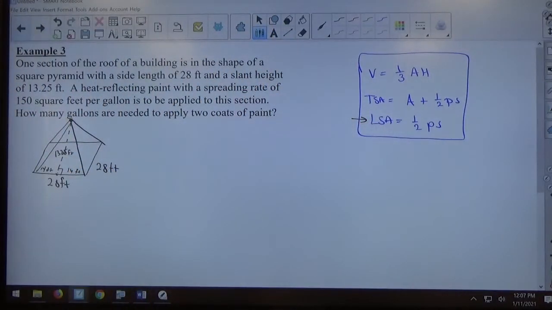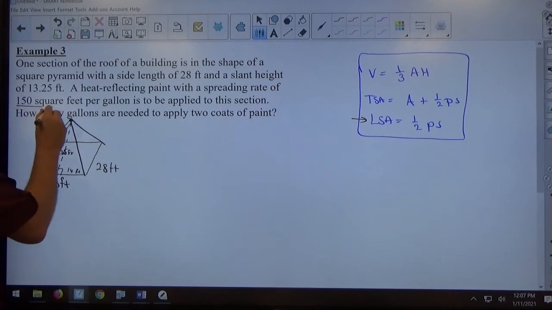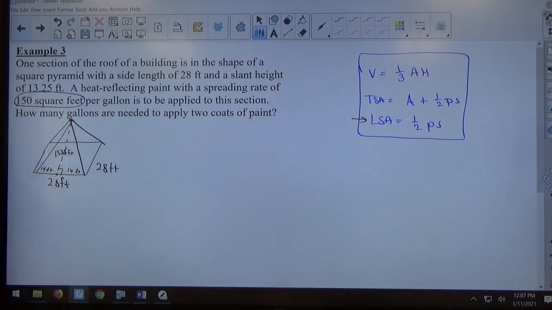It says 150 square feet per gallon to be applied. So this is the area of roof that can be covered for every gallon of paint. And as with most of these material problems, how much material you need, you can't get a part of a gallon. All right, we're going to round up. If we get 6.1 gallons, that's 7 gallons, and usually you want extra paint anyway, so if you have to touch up later, it doesn't hurt to have a little extra paint.